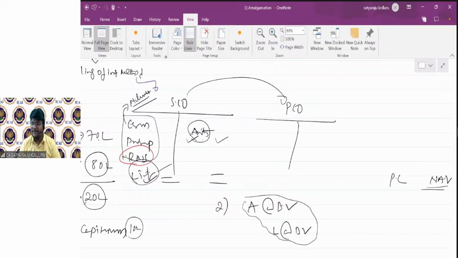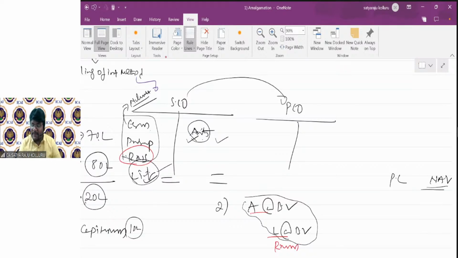company as well. But if you check amalgamation in the nature of purchase, the purchasing company will take over assets and liabilities, but it doesn't take over any reserves and surplus. In case of merger, these reserves and surplus will also be taken over by the purchasing company. That means apart from assets and liabilities, I need to incorporate reserves and surplus as well.